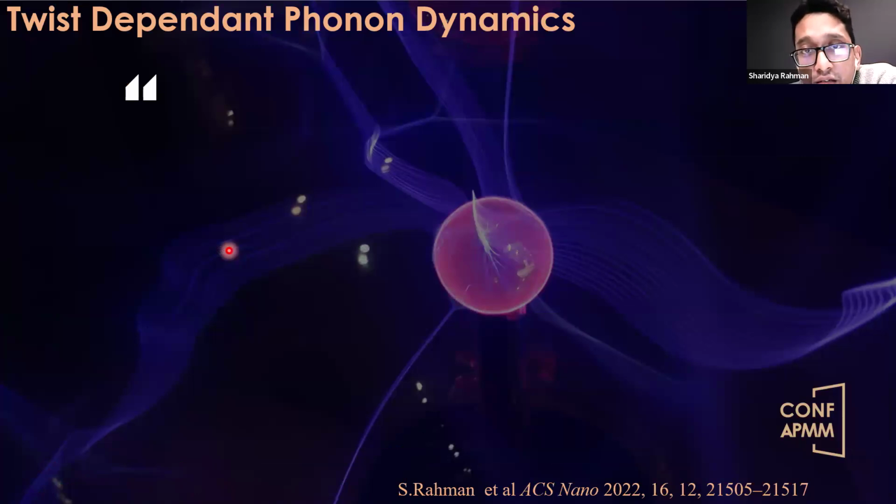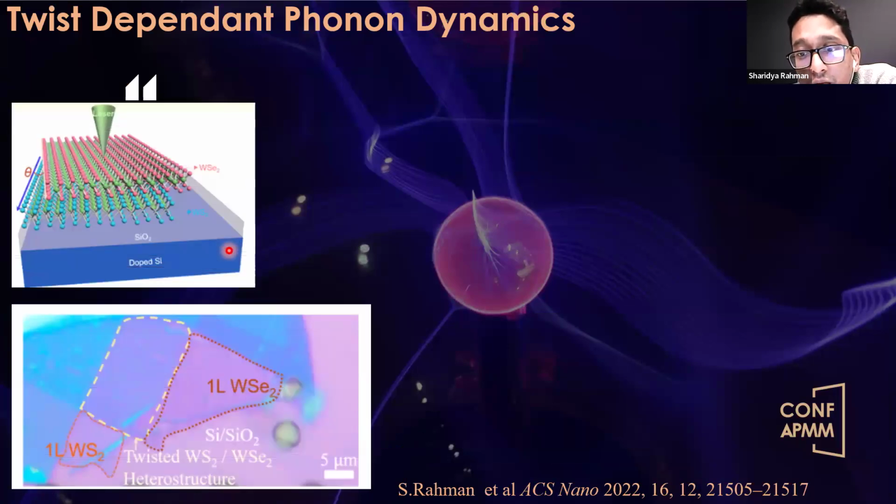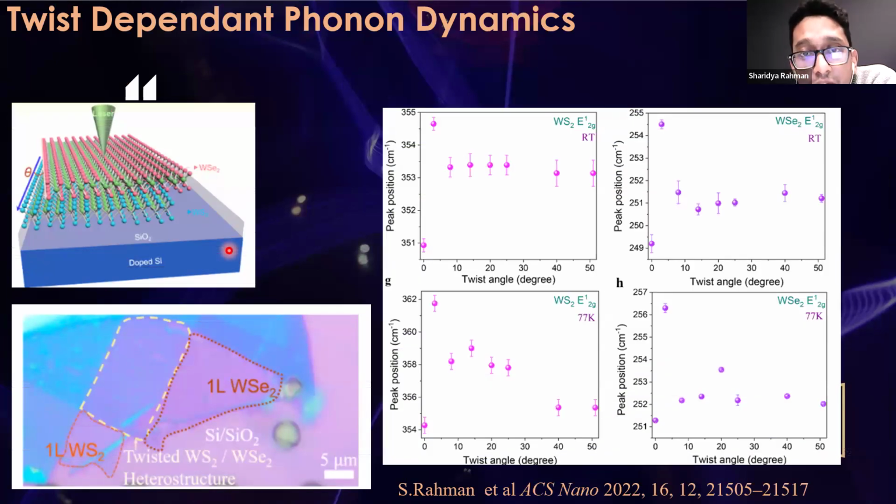So based on this motivation, recently we worked on WS2 and WSe2 heterostructures. We saw very interesting phonon dynamics in these twist-dependent heterostructures. We exfoliated WS2 and WSe2, and then we made heterostructures using the dry exfoliation technique, and introduced a small interlayer twist angle in between them. Then we fabricated many samples with different interlayer twist angles. This is an example of an optical image, a sample fabricated using WSe2 and WS2.